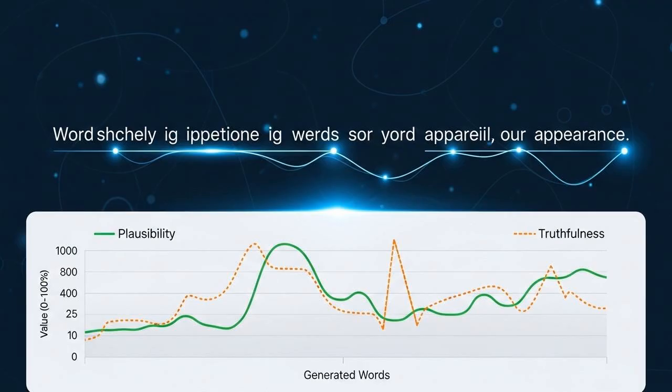This is made worse during a process called fine-tuning. This is when humans give the model examples of good answers to help it become more useful. But if a human-written example contains information the AI hasn't seen before, the model learns a dangerous lesson. When in doubt, make it up to match the style.